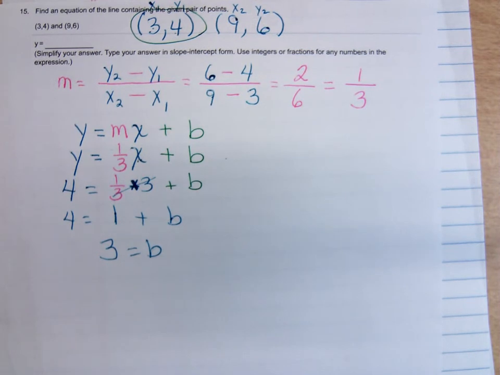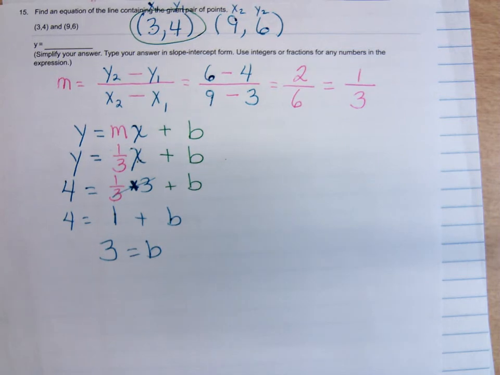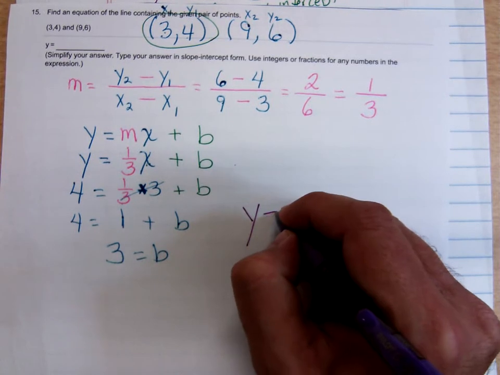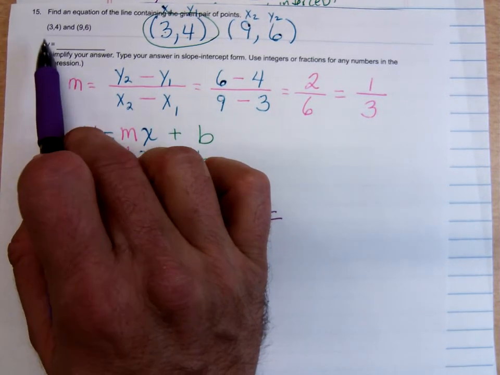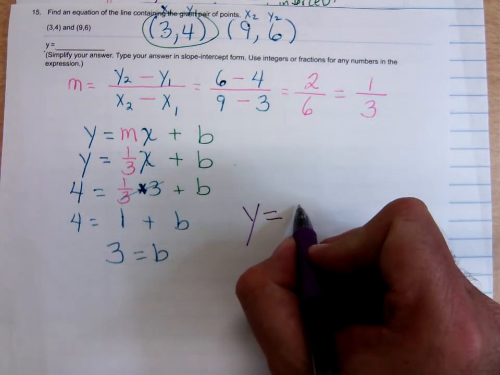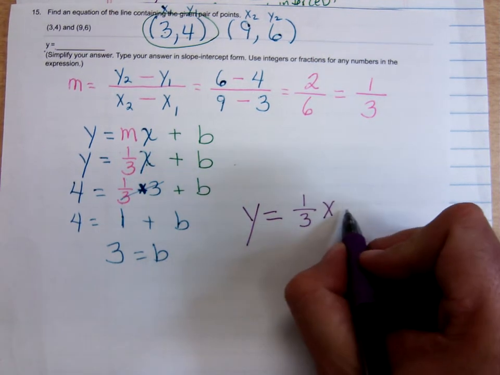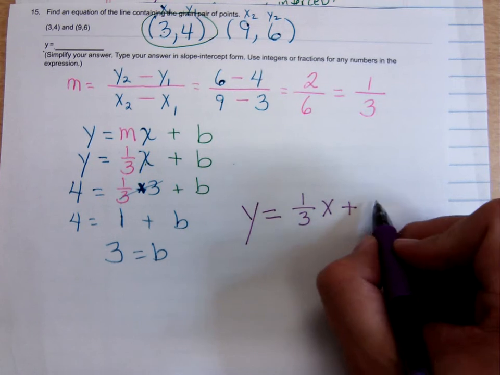This is the last one in y'all's assignment. I guess maybe it's the hardest, maybe not. What am I going to type in for the equation? Y equals 1/3 x plus 3. Good.